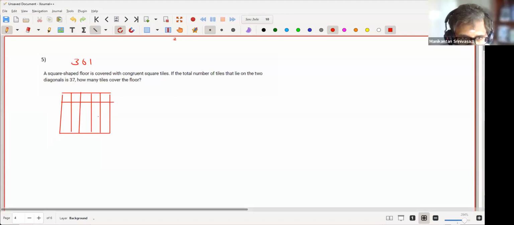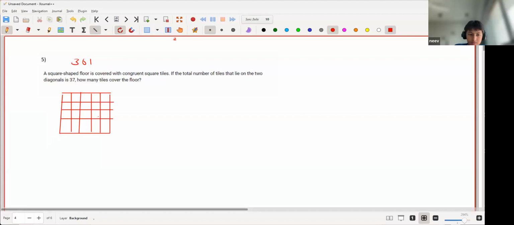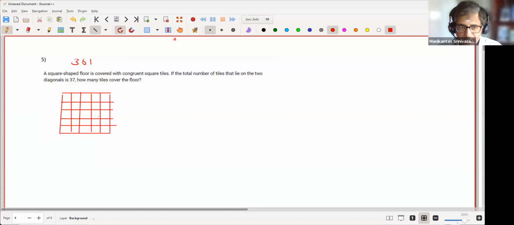So then I did 30. Just 1 second. Just to explain what he said: if it's an odd, I've drawn a 5 by 5 here. This one middle piece is shared between this diagonal and the other diagonal, and that happens in an odd by odd square.